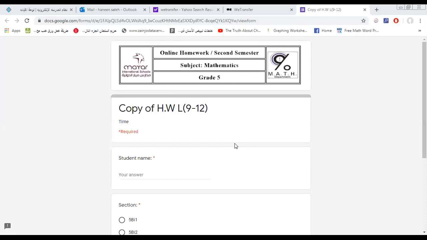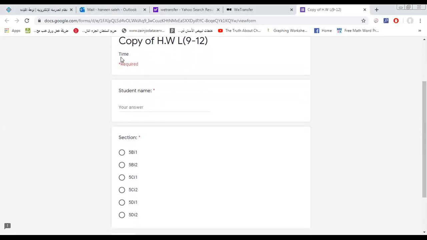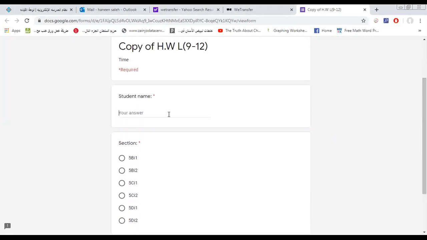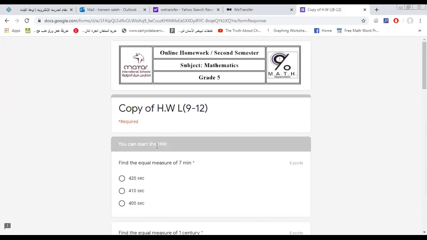Now, if you do the homework through this link, there is no need at all to do it in the homework sheet. Well, you can use just a pencil and paper to write and do the calculations. Okay, so this is the title of our lesson. You write your name here, choose your section. For example, this is my name, teacher Haneen. I'm going to choose 5BI2, for example. Go next. These are our questions.